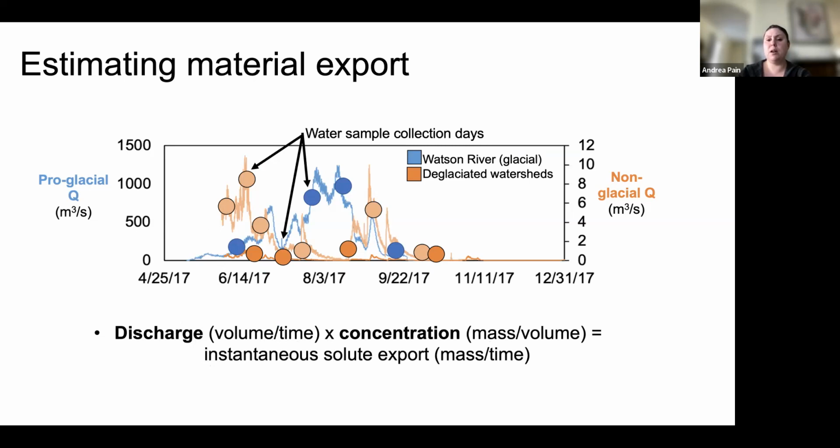So I'm going to show you some nutrient exports. I just want to say a quick word. When the relationship between concentration and discharge can be well constrained, you could extrapolate over this whole hydrograph. However, when there's a weak relationship, which is the case for the nutrients that I'll show, we need to know more about how the concentration of these nutrients varies over time. So I will be showing just the instantaneous solute export in mass per time.